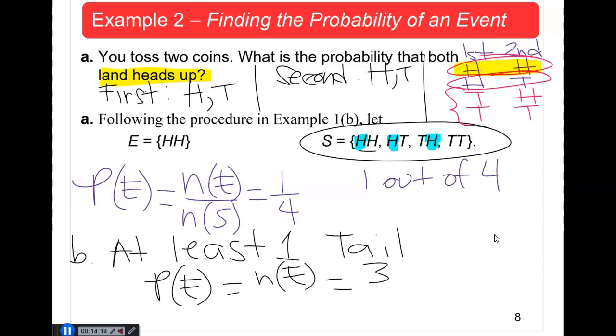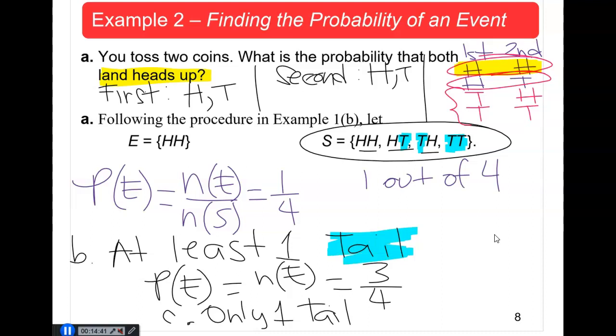It could be heads, heads, heads, tails, tails, heads. So that will be 3 over 4. Now, if the question was only 1 tail, oh, and I actually highlighted the wrong ones. So it should have been heads, tails, tails, heads, and then tails, tails. Sorry about that. So yes, just so that it matches the question. So those will be the 3 outcomes, but it's still 3.